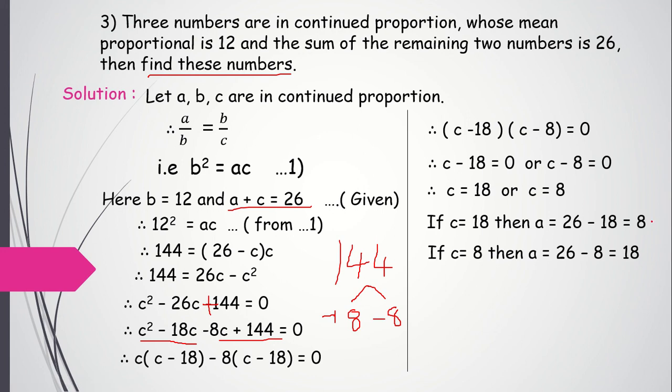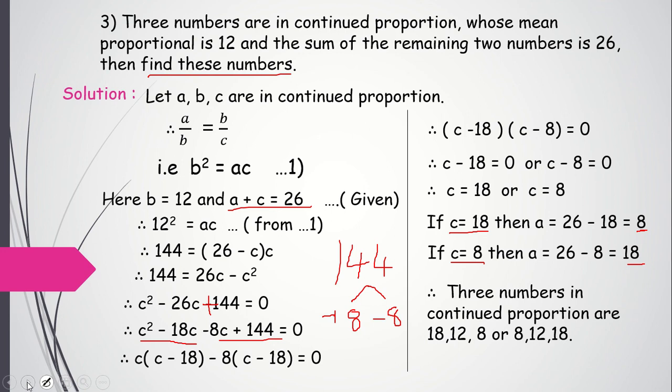So we got the value of A, 8 and 18. Value of C also 8 and 18. That means when C is 18, A is 8, and when C is 8, A is 18. So the three numbers are 8, 12 and 18. The three numbers in continued proportion are 18, 12, 8 or 8, 12, 18.